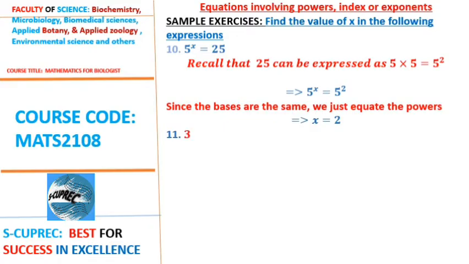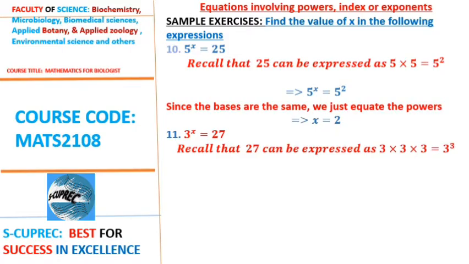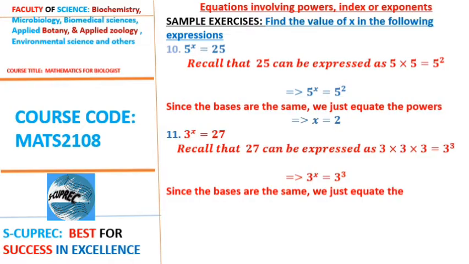Okay, number 11. Given that we have 3 raised to the power x equals 27, how can we find the value of x? It's as simple as ABC. You have to recall that 27 can be written as 3 times 3 times 3, which is 3 raised to the power 3. So resubstituting above, we have 3 raised to the power x equals 3 raised to the power 3. The bases are the same, so we simply equate the powers. That gives our value of x uniquely to be equal to 3.